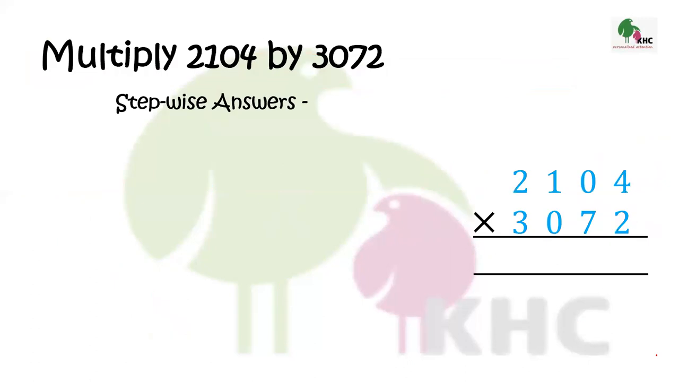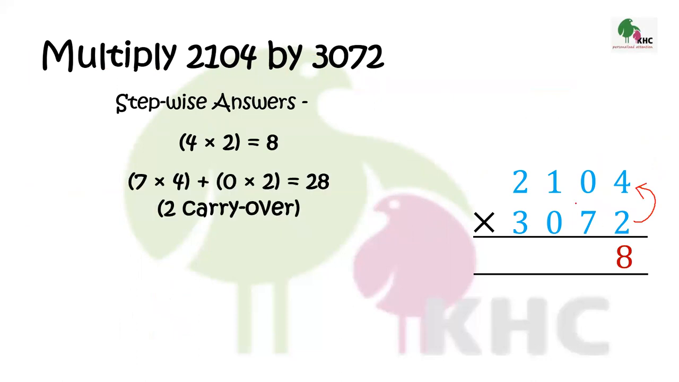Let us look at one example. First, you vertically multiply the units digit, so the answer is 8. Next, you cross multiply: 0 times 2 is 0 and 7 times 4 is 28. So you write 8 and you carry over 2.